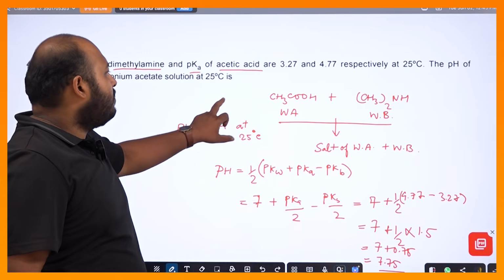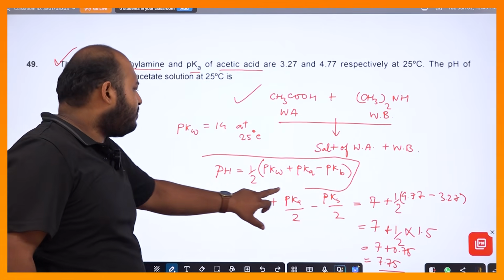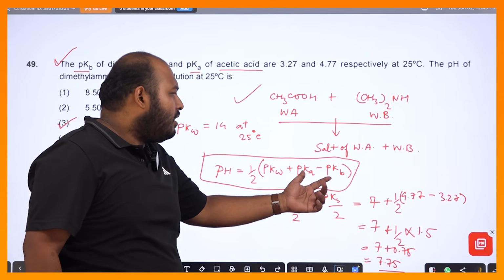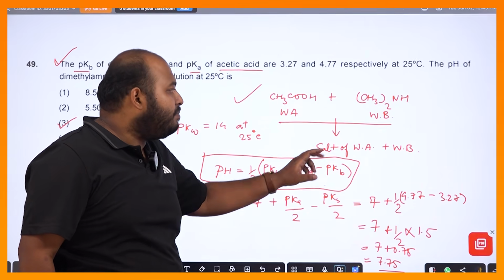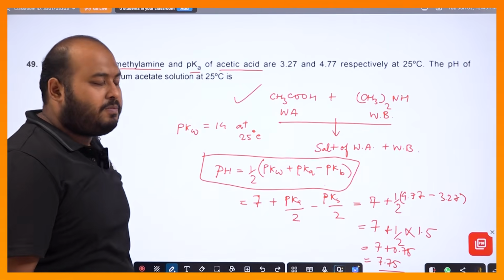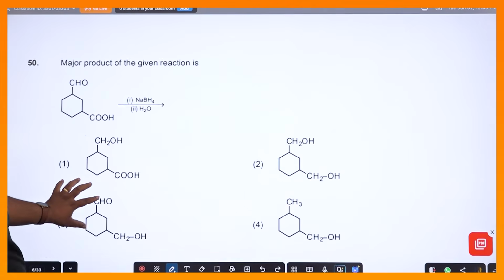So please try to remember this formula, and you can see that this pH does not depend on the concentration, rather on the pKa values of the weak acid and the weak base. Remember this part. So we move to the next question.